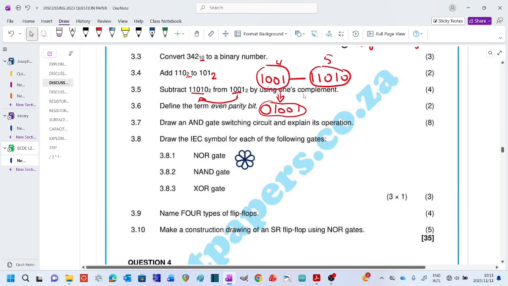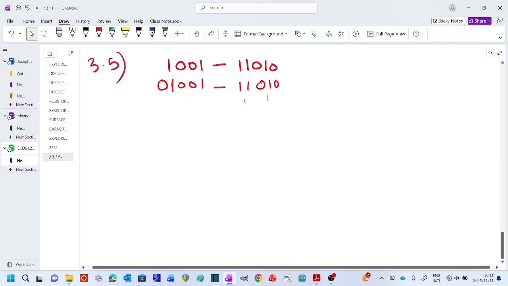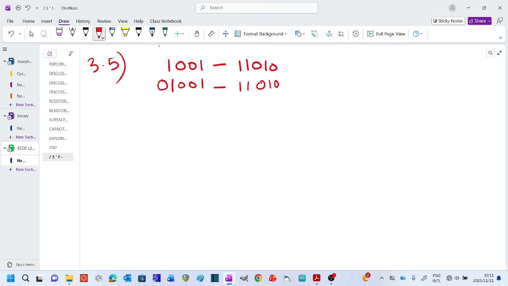The question says we should solve using one's complement. We are using one's complement here. So I promised that I was going to use one's complement and solve it first using one's complement, and I'm going to solve it later using two's complement. So let's start. So what am I doing? I'm going to take the second number here, convert it into its first complement. Simple, just by writing the opposite of each digit.